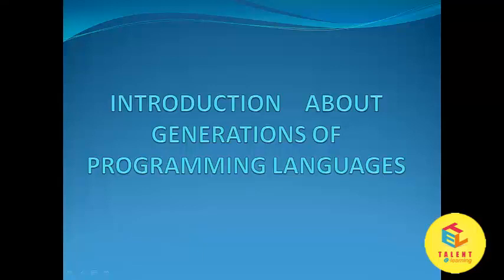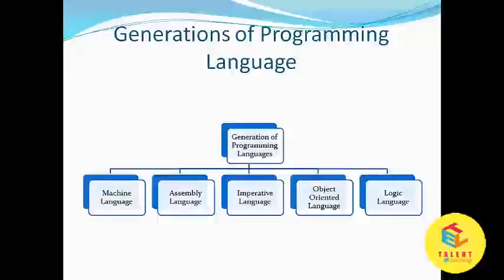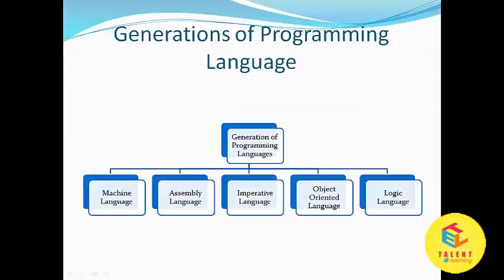In this tutorial, we are going to learn about the generations of programming languages. This hierarchy shows the generations of programming languages. There are 5 generations: machine language, assembly language, imperative language, object-oriented language, and logic language.